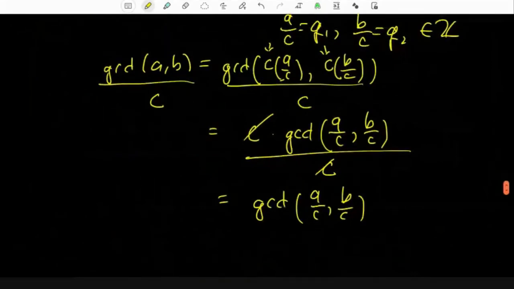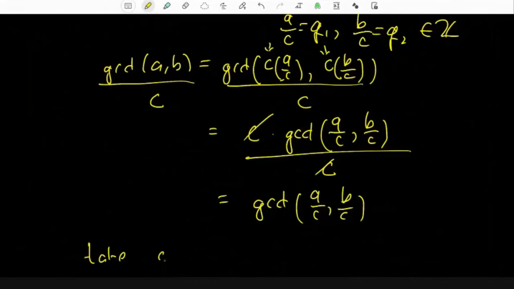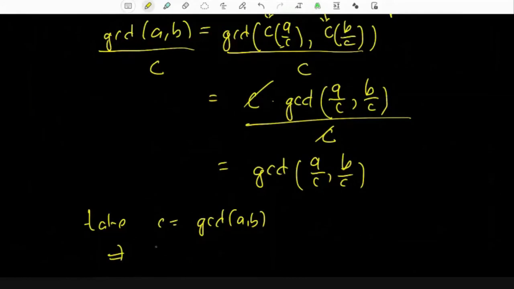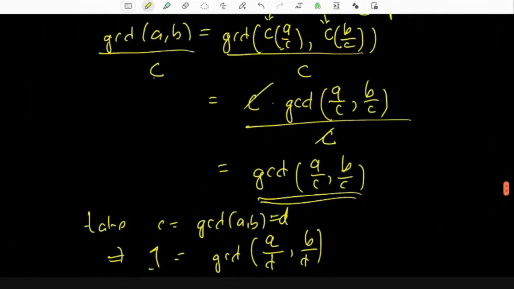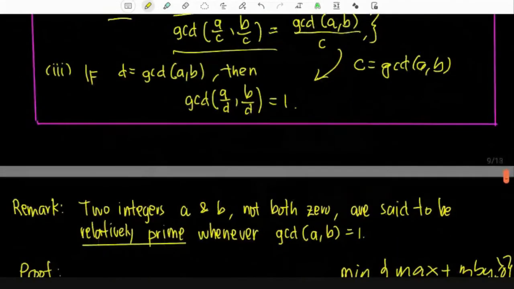Yun. And of course, if we take C to be the GCD itself, di ano mangyayari? So, ito magiging 1. Yung left hand side magiging 1. Ito magiging GCD ng A over D, B over D. Yung D natin ay yung GCD ng AB. Pag ginamit mo dito sa number 2 na C ay yung value ng GCD, magiging siya yung number 3. So, napakita na rin natin yung number 3. Okay? Yan lang kadali. Yan. Okay.